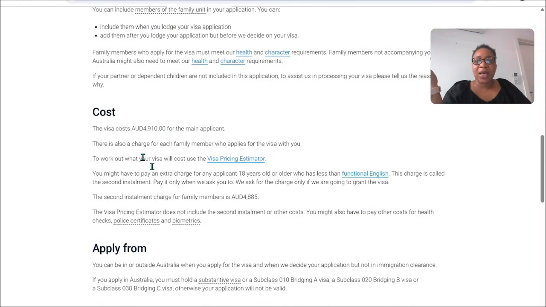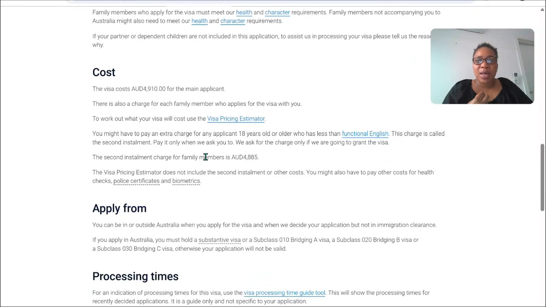And for the cost, the visa costs 4,910 Australian dollars. The beauty about Australian dollars is if you're coming, for example, from Zimbabwe, where we are using the US dollar, it means you have got a buying power. Or for those who are coming from the UK, like in my case, it means I spent something like maybe £2,500 only for me as a main applicant. And with your dependents, it gets lesser and lesser. So it's something that you can as well go for.